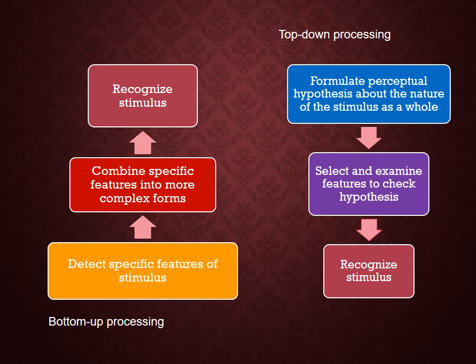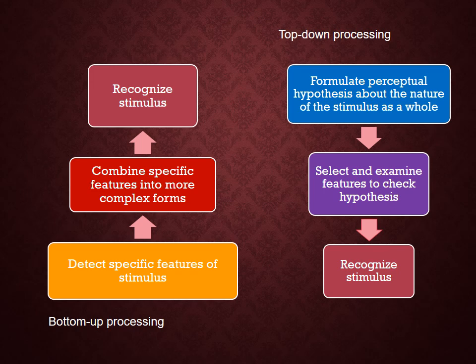At that point, your hypothesis doesn't check out. You don't recognize the stimulus. So you go right to bottom-up processing. You detect the specific features. You combine them to kind of determine what it is, and then you recognize what it is. So we go top down and bottom up, kind of back and forth.